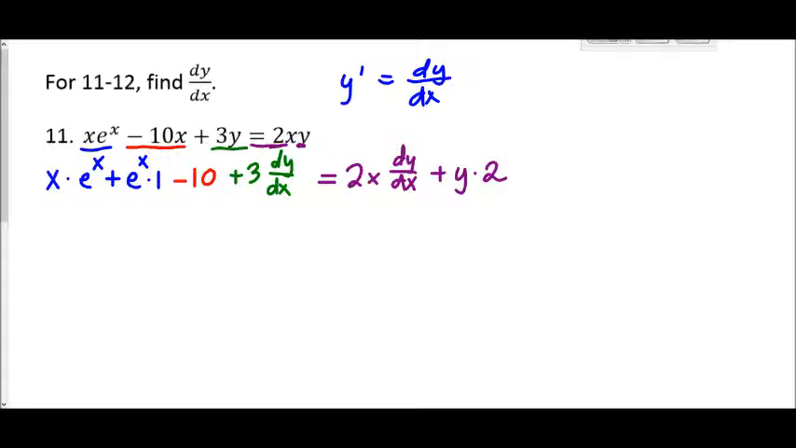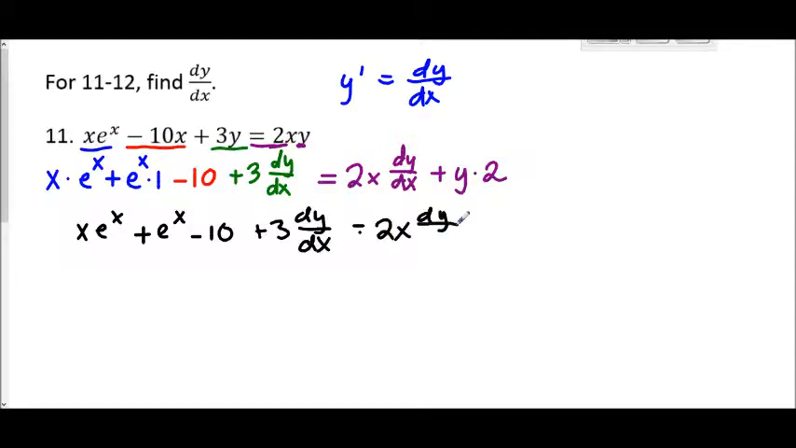So this problem condenses to x times e to the x plus e to the x minus 10 plus 3 dy dx equals 2x dy dx plus 2y. So we need to solve for dy dx. Well, we have one here and one here. So we need to get them on the same side, and then we need to solve for them.